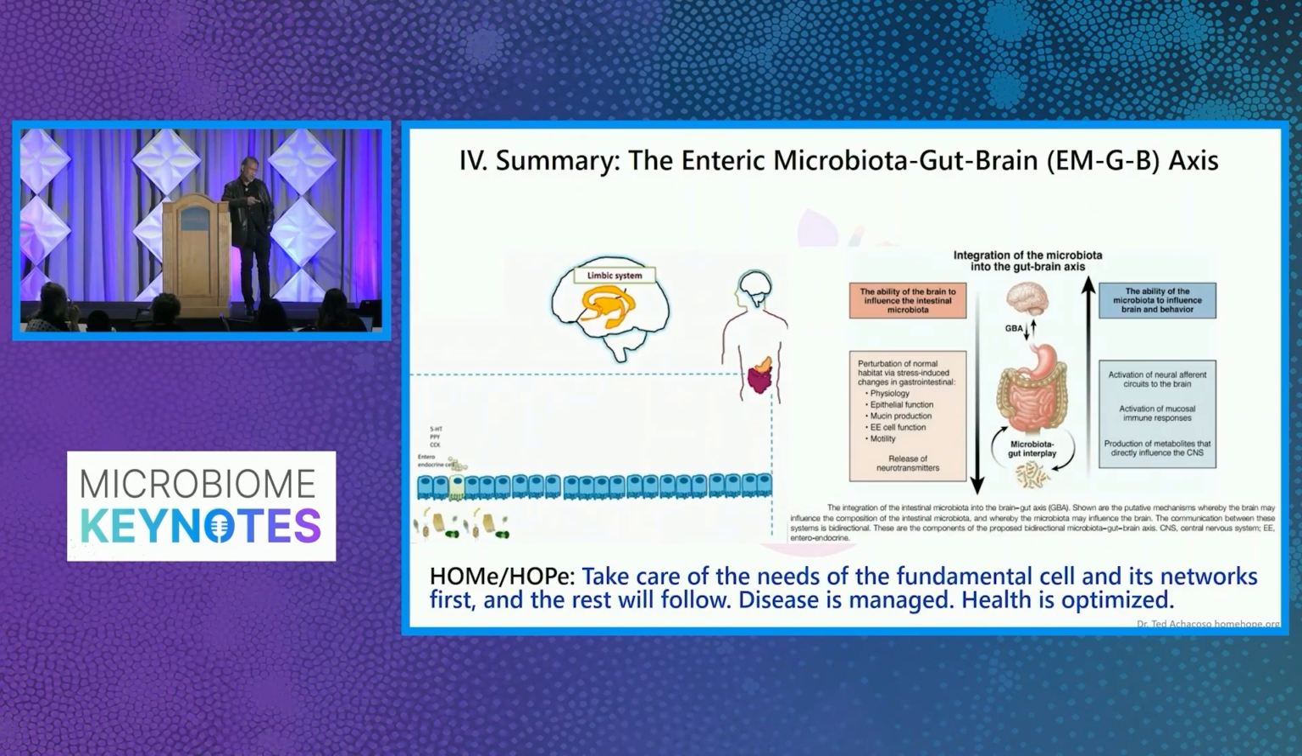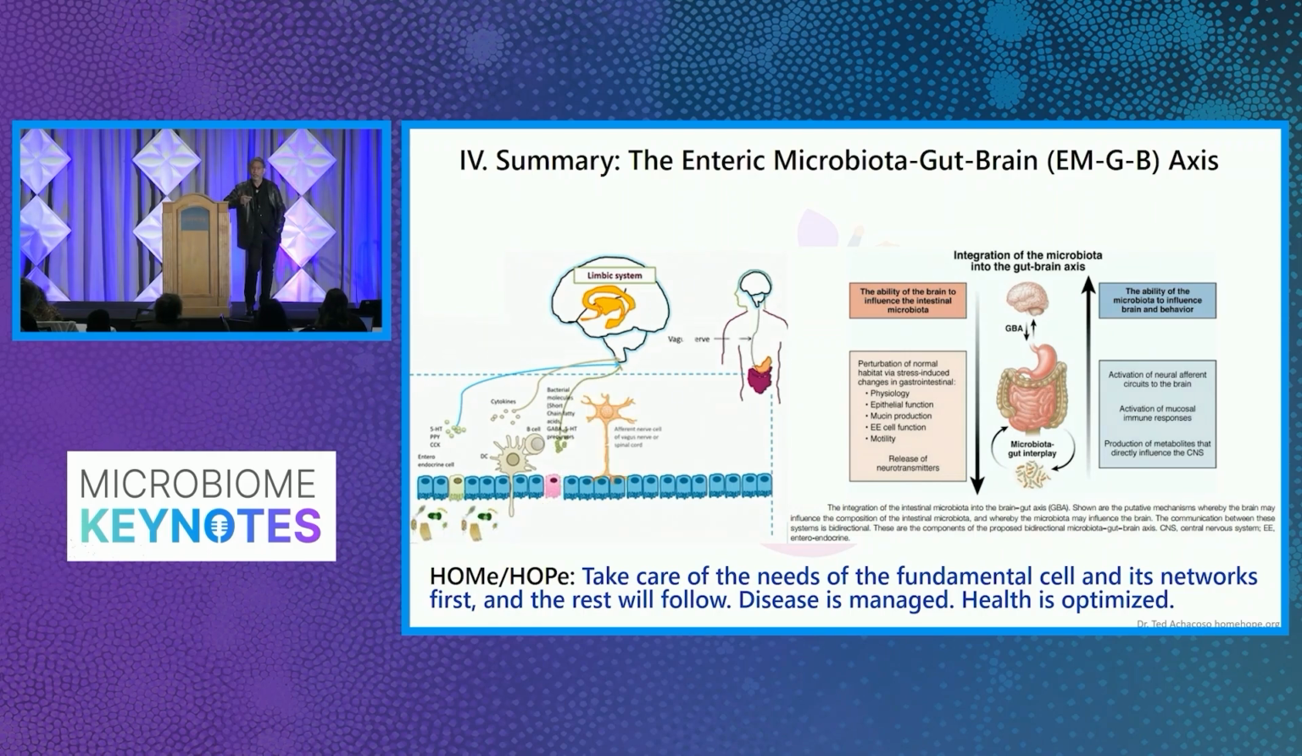Here's our summary. This is my ending slide here. All the things that we talked about: the enteric microbiota, the gut-brain axis, the ways by which they communicate, and what can go wrong with the communication, which is usually mediated by inflammation, right? And so the ability of the brain to influence the intestinal microbiota, that's one way down, and the ability of the microbiota is to go the other way up in a bidirectional way.